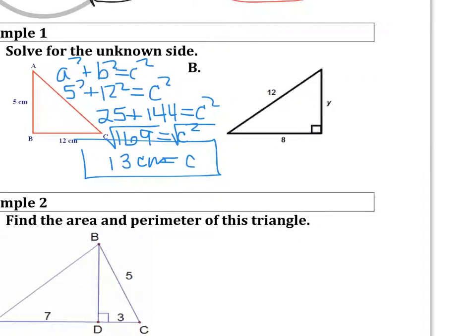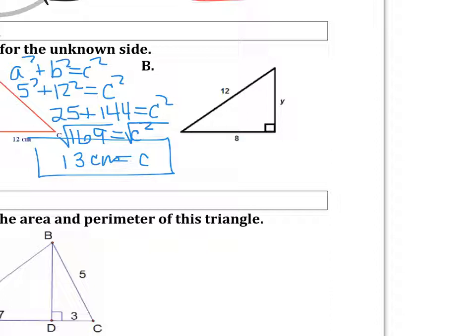On the other one here, we have a hypotenuse given. We can see that because it is the side that's not attached to the right angle. And then we have one of the legs missing, and that's y. So when I set this one up, it's still a squared plus b squared equals c squared, but this time it's one of my legs that's missing.